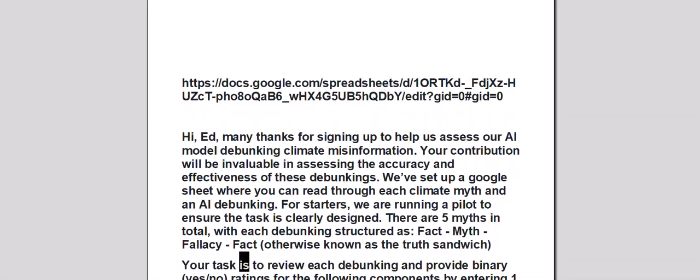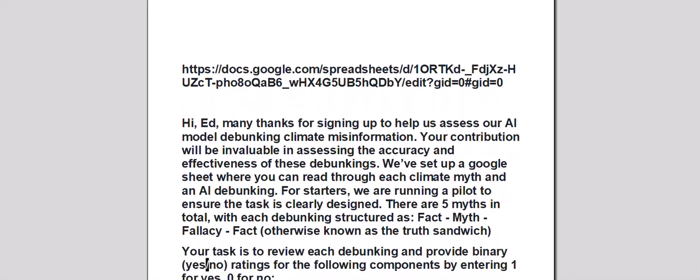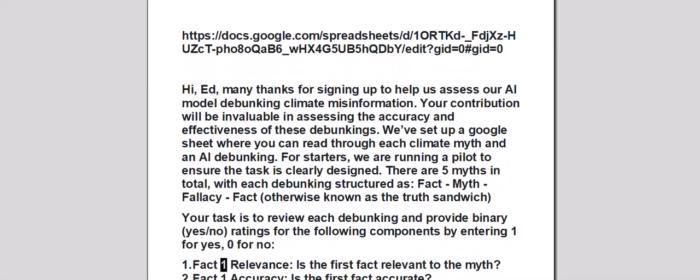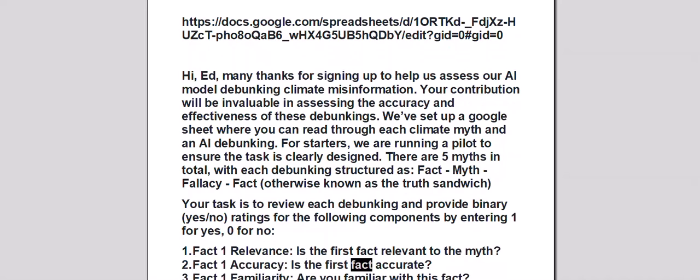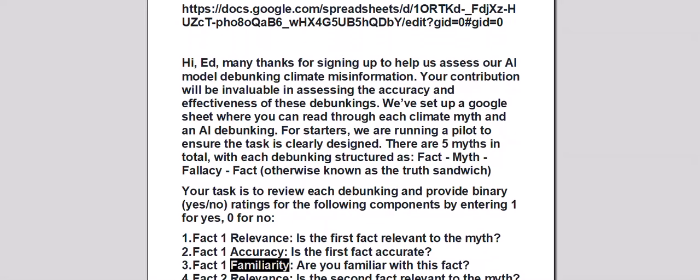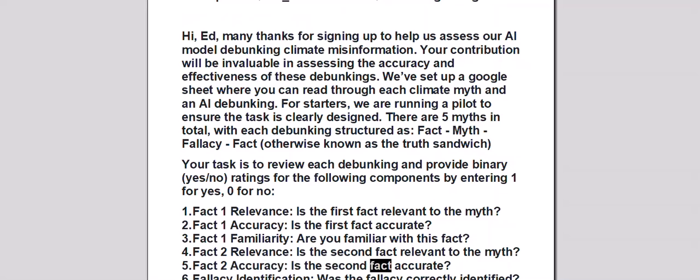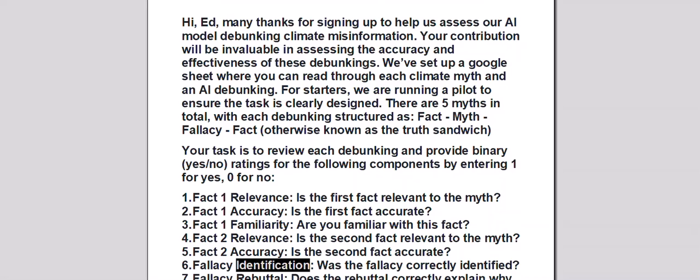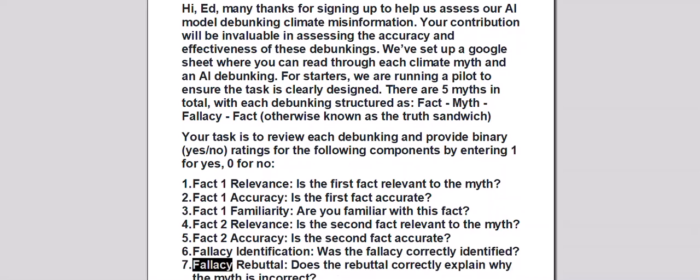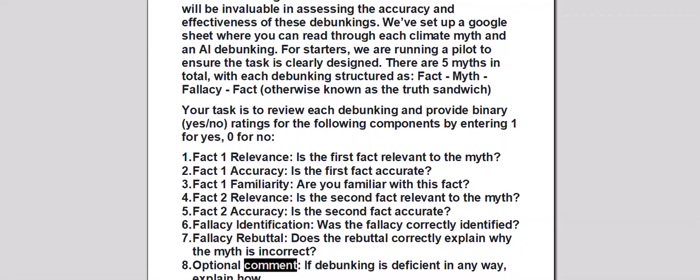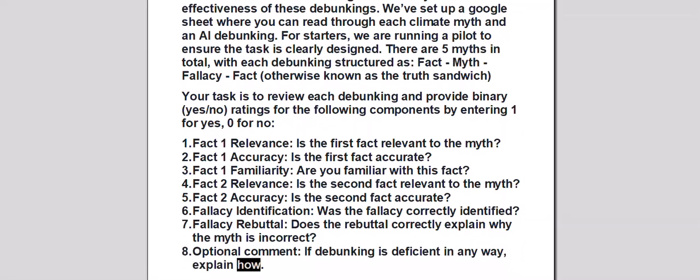Your task is to review each debunking and provide binary, yes/no, ratings for the following components by entering 1 for yes, 0 for no. Fact 1 relevance: is the first fact relevant to the myth? Fact 1 accuracy: is the first fact accurate? Fact 1 familiarity: are you familiar with this fact? Fact 2 relevance: is the second fact relevant to the myth? Fact 2 accuracy: is the second fact accurate? Fallacy identification: was the fallacy correctly identified? Fallacy rebuttal: does the rebuttal correctly explain why the myth is incorrect? Optional comment: if the debunking is deficient in any way, explain how.